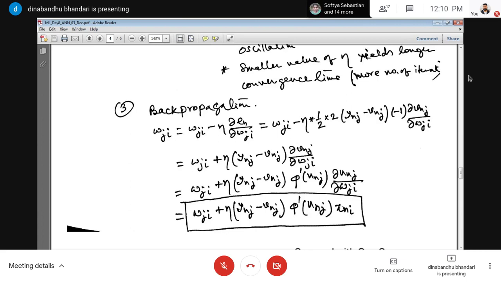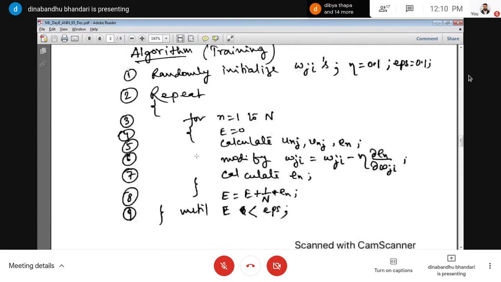So this is the modified formula for Wji. You do not need En to calculate this, because Wji we know, the eta value we have assumed, Ynj value we know, Vnj value we have already calculated, we know Unj, so we can always calculate phi dash Unj, and xni we also know. So you put those values into this expression, you will get a modified Wji.